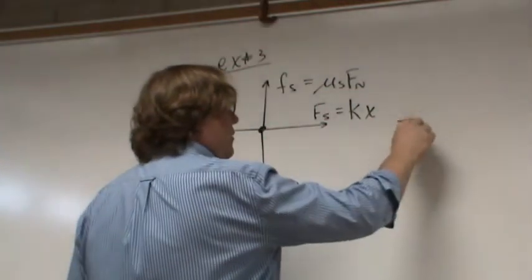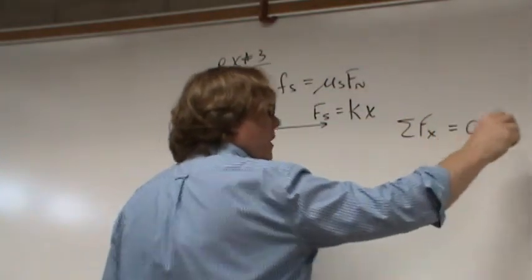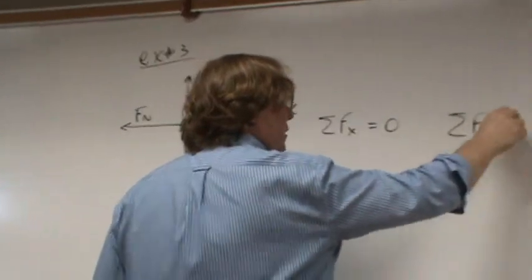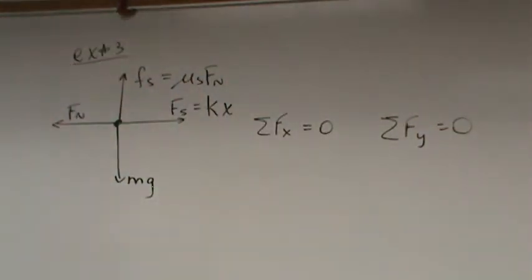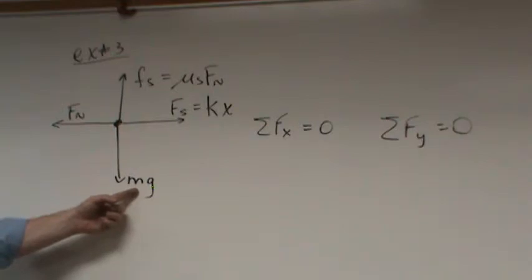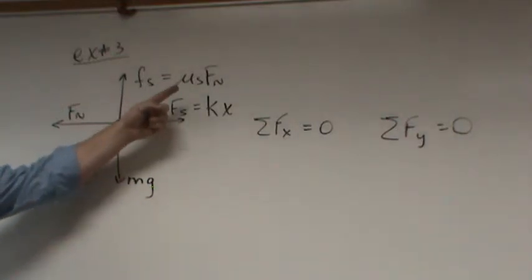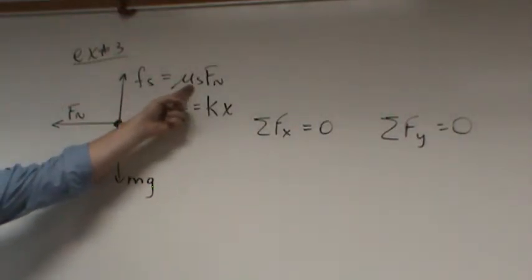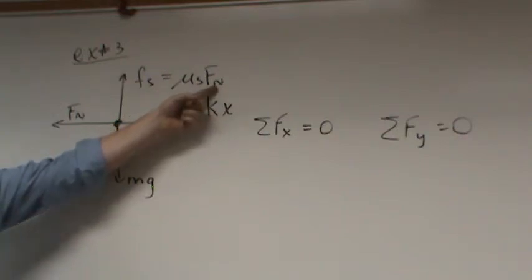And so I get to do sum of the forces in the x direction equals 0, because it's not moving, so there's no acceleration. And sum of the forces in the y direction equals 0, because it's not moving. Which should I do first? Go ahead, Logan. The y direction. Sure, why the y direction? Okay, well, do I know mg? Sure. Do I know the coefficient of static friction? Sure. So if I do the y's, I can get the normal force.